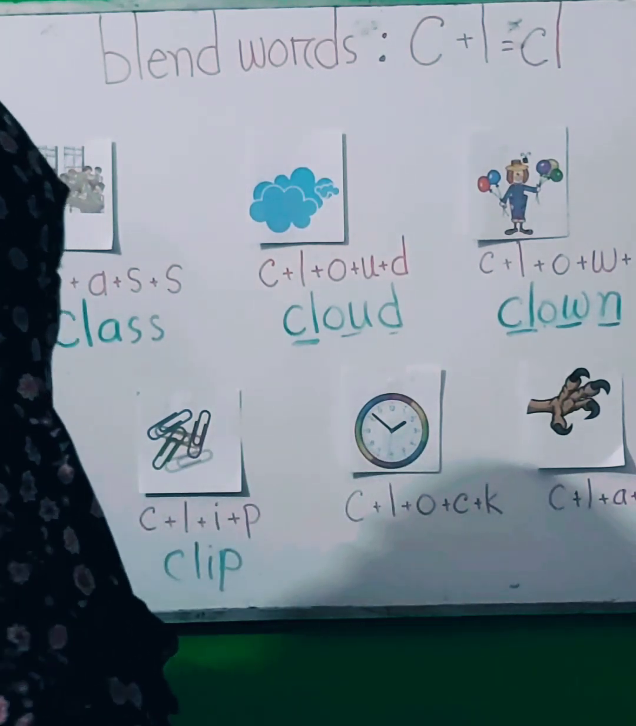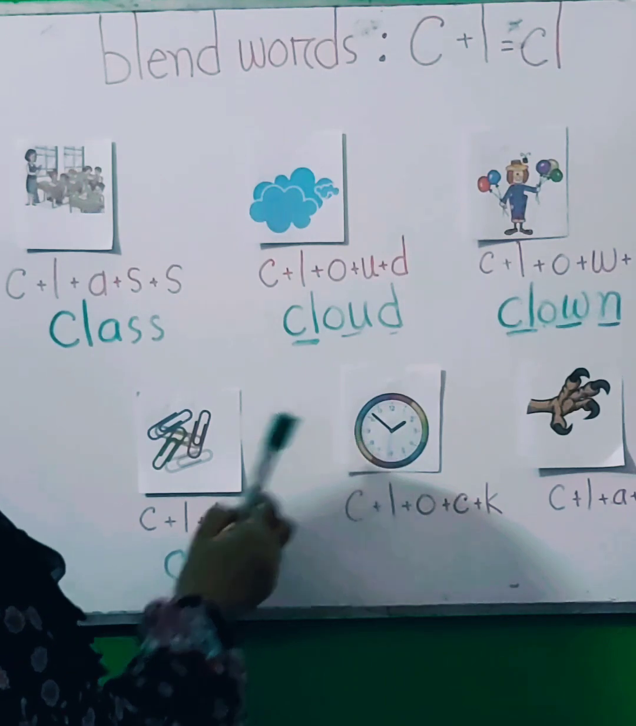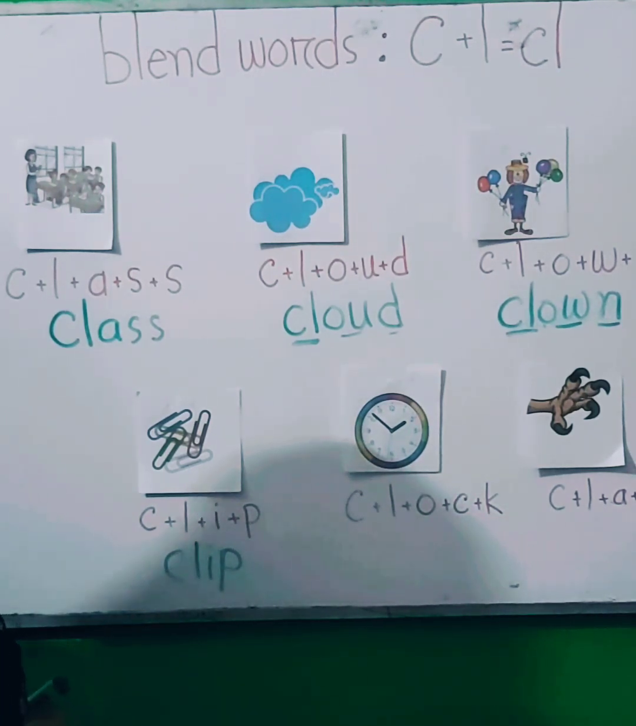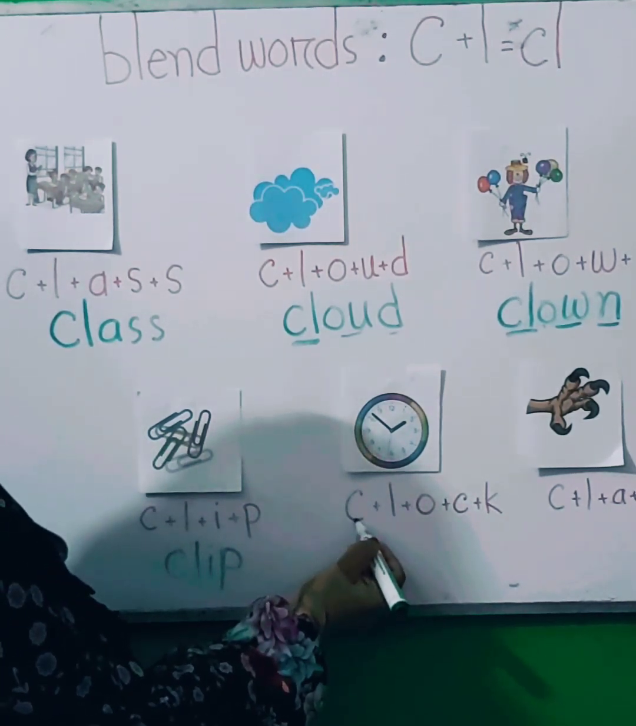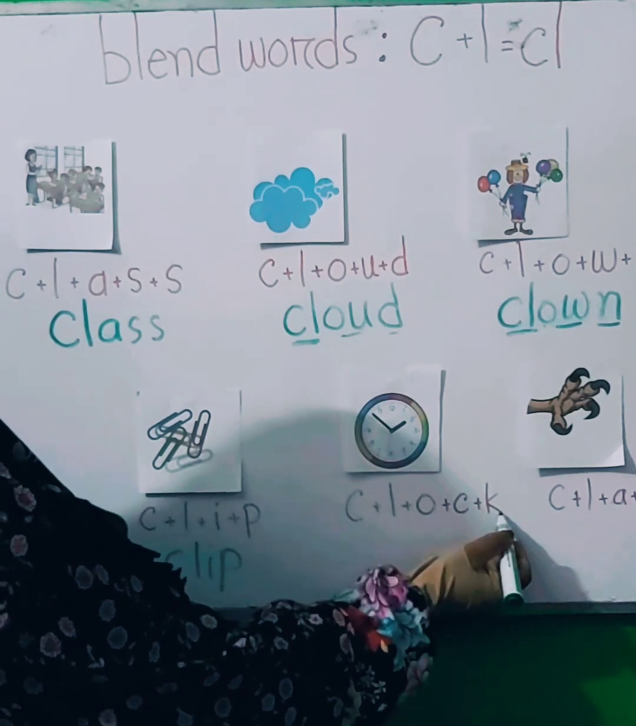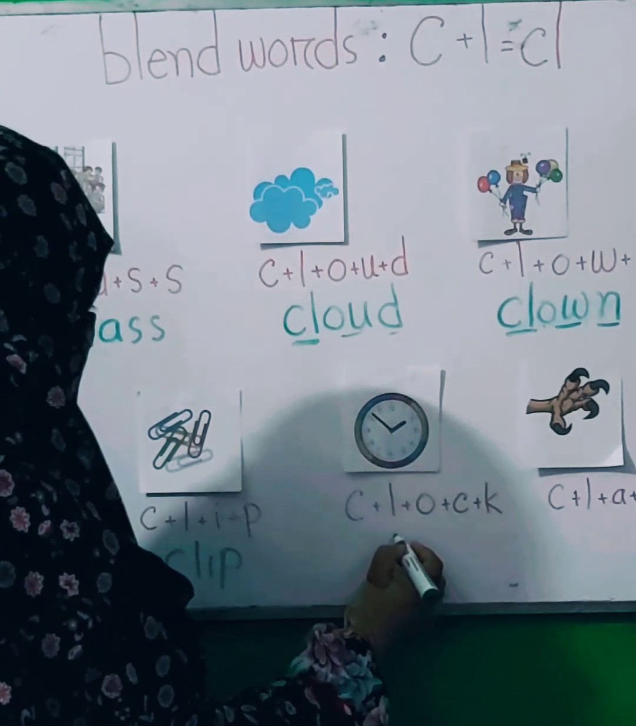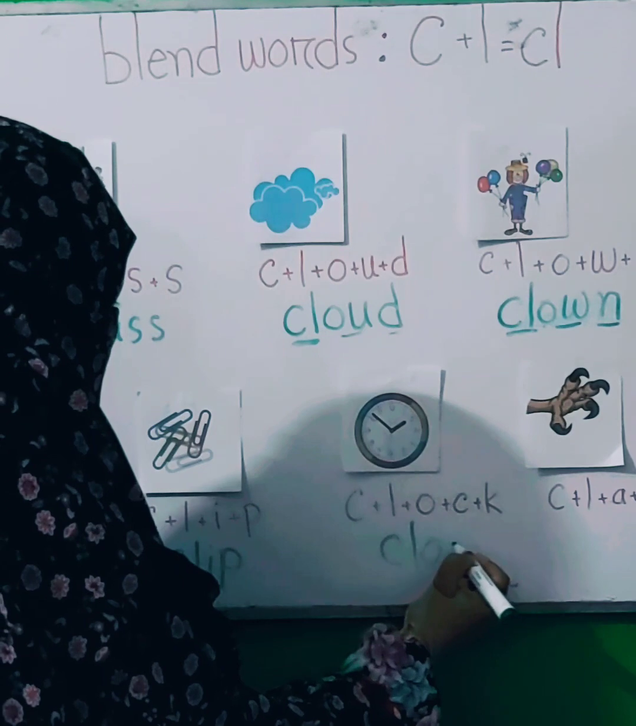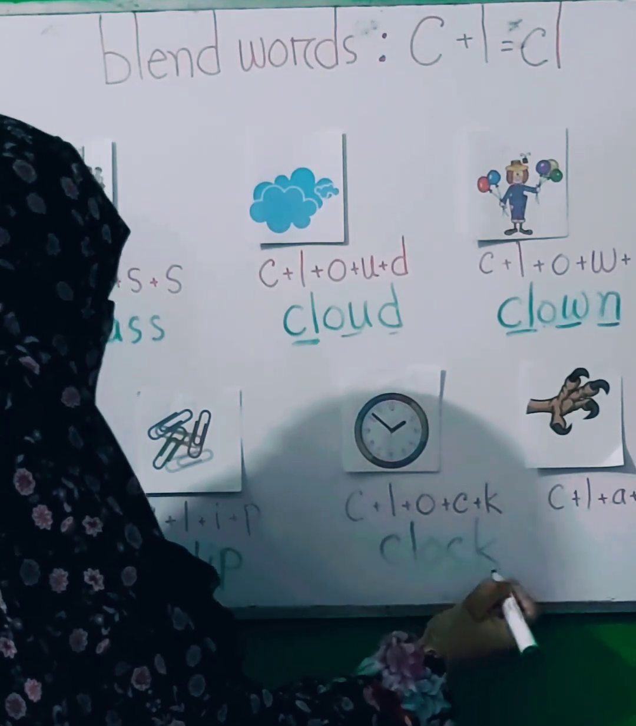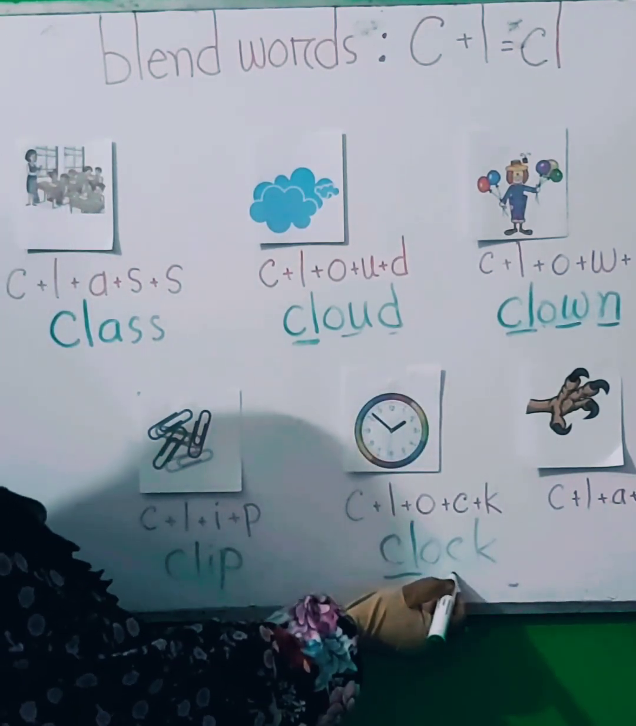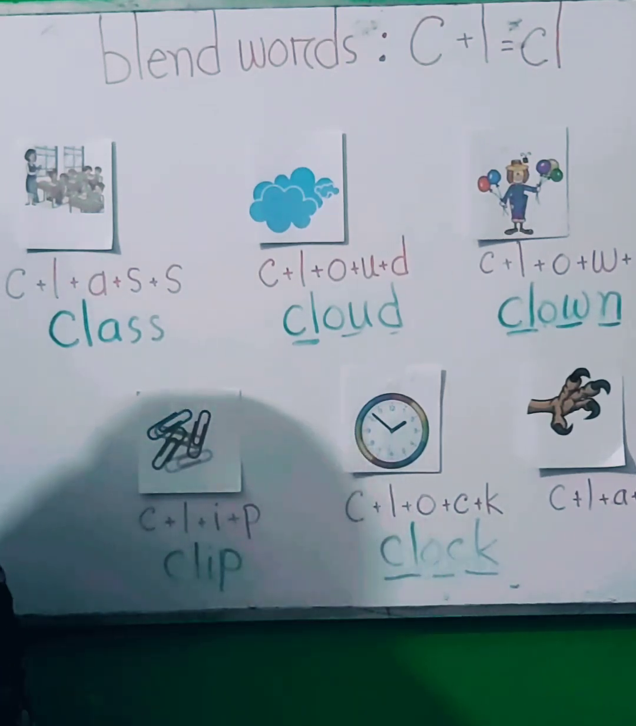Very good. And now look at the picture. What is this? Clock. Clock. These letters are C, L, O, C, K. Okay? Let's make this word with these letters. And this is clock. O, K.